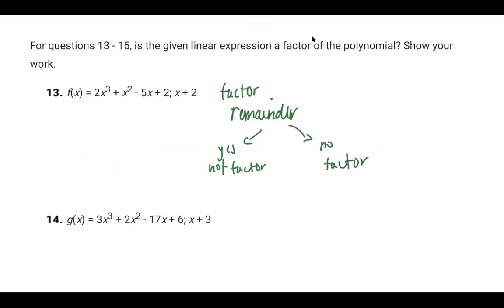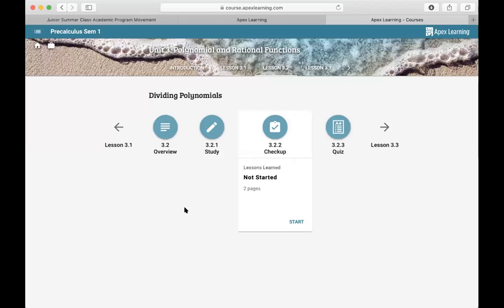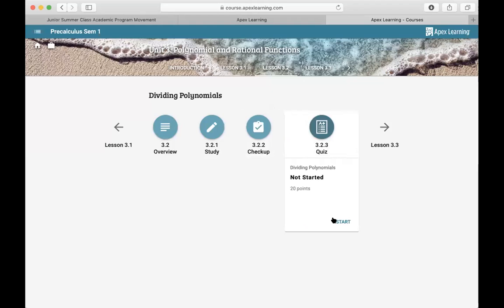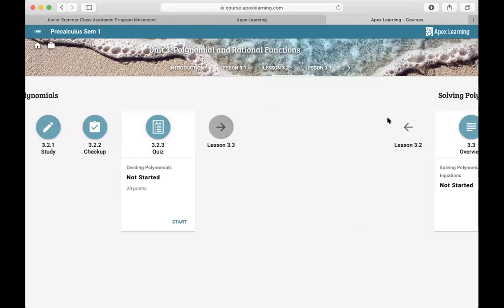I know that this section took a little bit longer than expected, so I'll try to speed it up for the next one. So that is looking at dividing polynomials. Personally, I think division can be the most difficult one, which is why I wanted to spend more time on division. Right now you have the 3.2.2 checkup we just went through, and you only have this one quiz for this lesson.